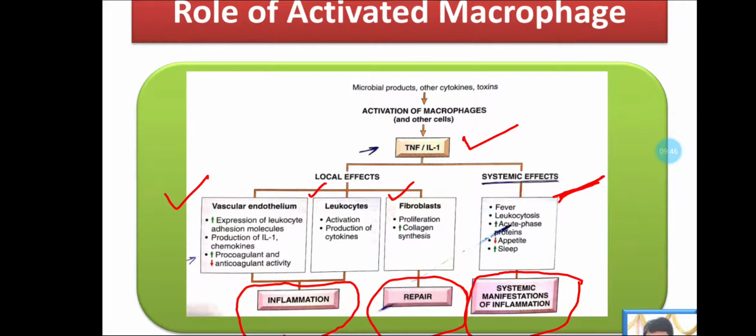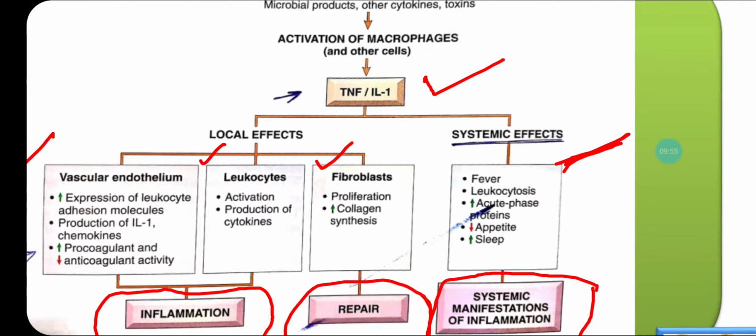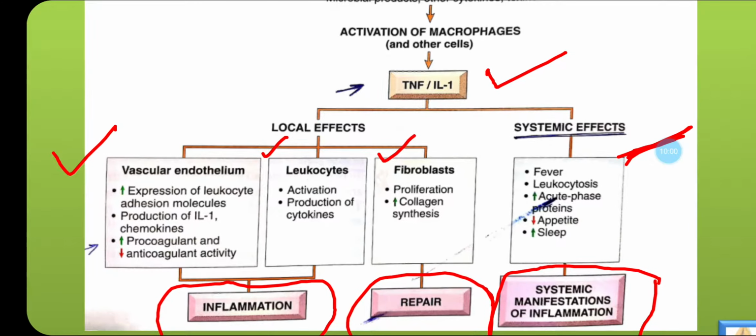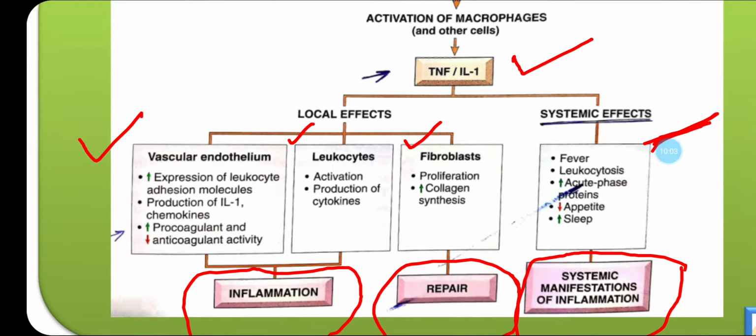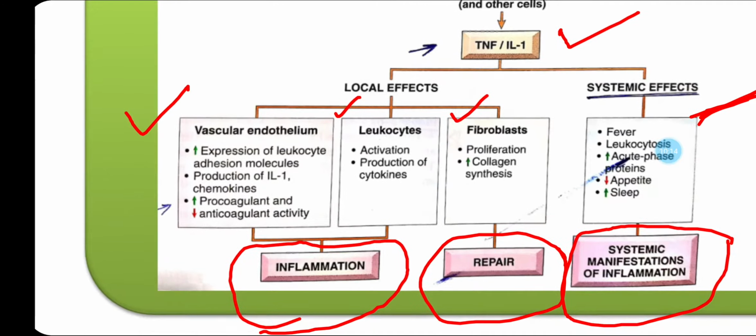So if we continue with the role of these activated macrophages, they can release the important cytokine interleukin 1 and tumor necrosis factor, and these have different types of effects, local as well as systemic. In the local effect, they affect the vascular endothelium, and over the endothelium they cause increased expression of leukocyte adhesion molecules and production of interleukin 1 from the endothelial cells, and they increase the procoagulant property and decrease the anticoagulant property.